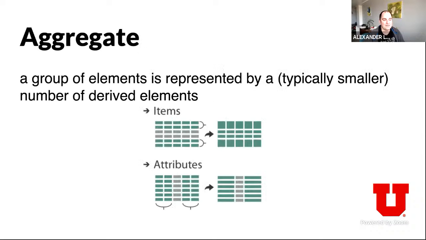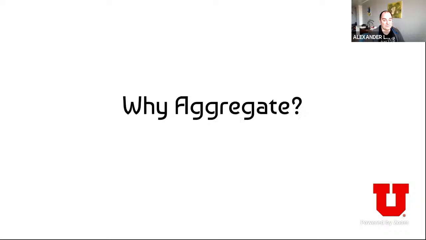Great. So this is what I wanted to say about filtering and querying. And now I'm moving on to aggregation, which is the bigger topic for today's lecture. Aggregation is about creating a group of elements and then representing it by a typically smaller number of derived elements, either items or attributes.